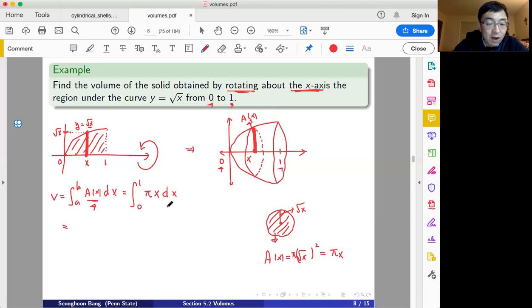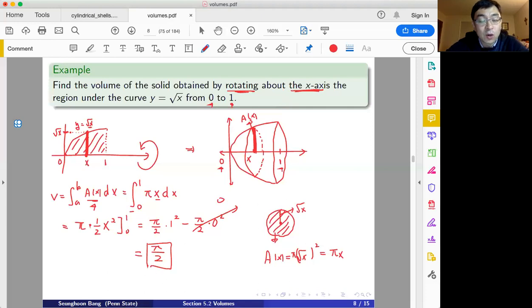Next, find the antiderivative. You keep the coefficient pi. The integral of x is 1 over 2 x squared, from 0 to 1. So we have pi over 2 times 1 squared minus pi over 2 times 0 squared. 0 squared is 0. The final answer is pi over 2. So that's it. This is the whole idea for finding the volume of a solid.